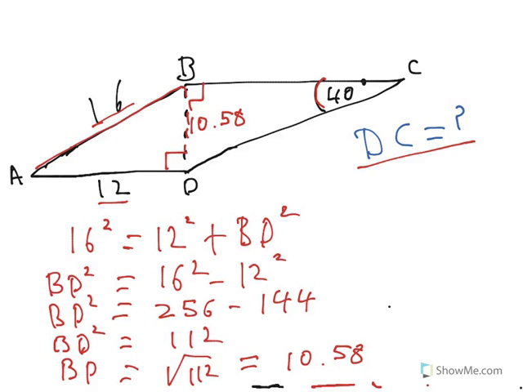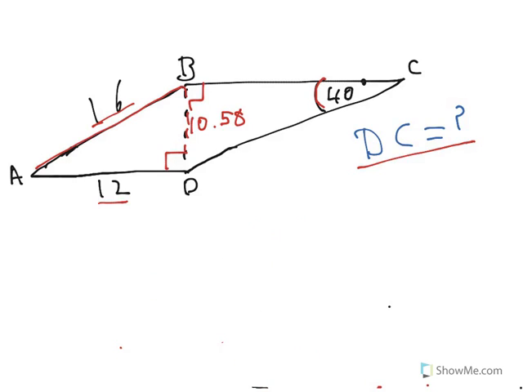Just pause the video for a moment to make sure you understand that working out, because I'm about to rub it out. Okay, so we have proved that BD is 10.58. How does that help us? Well, let's have a look.